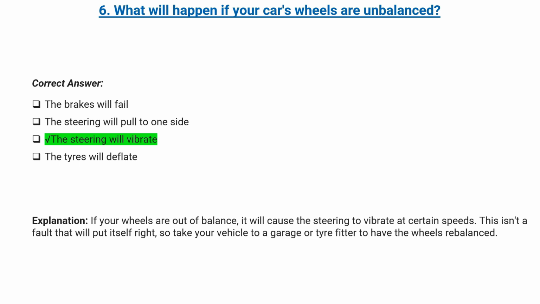Explanation: if your wheels are out of balance, it will cause the steering to vibrate at certain speeds. This isn't a fault that will put itself right, so take your vehicle to a garage or tire fitter to have the wheels rebalanced.